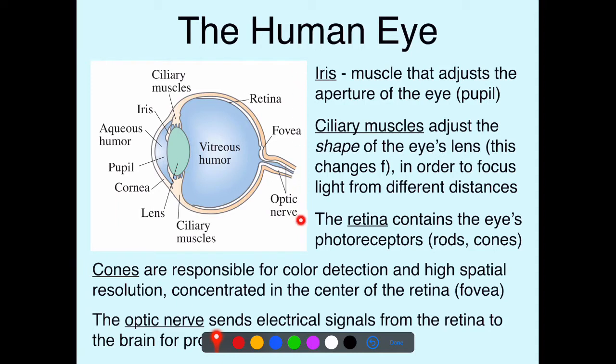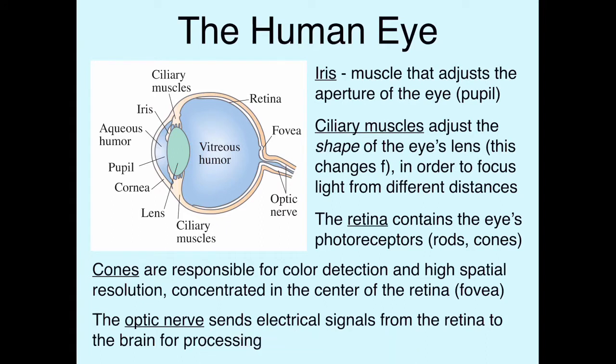So here we have a diagram which points out some of the different parts of the human eye, and let's just discuss what some of these components actually do, what function they serve. So we'll start with the iris. The iris is a muscle in your eye that adjusts the aperture. Remember, aperture is the opening where the light is coming in. So for the eye, this aperture would be called the pupil. That's the opening where the light comes in.